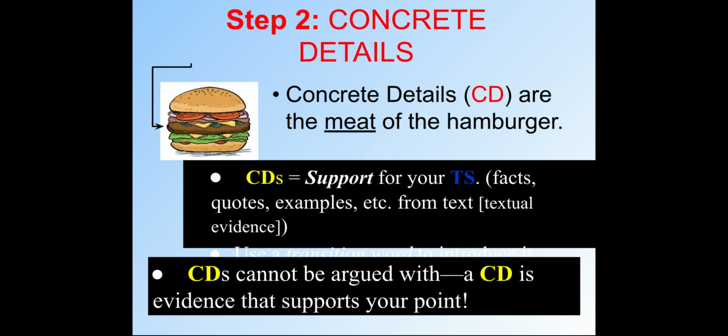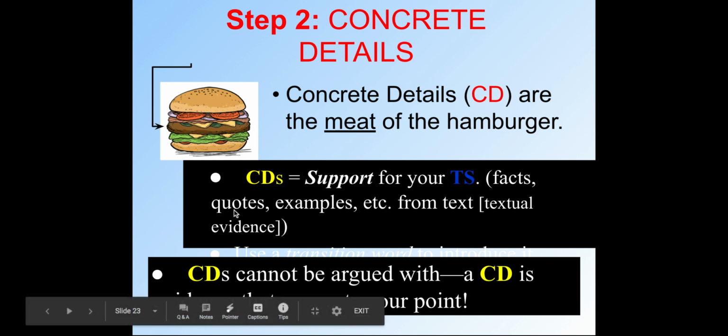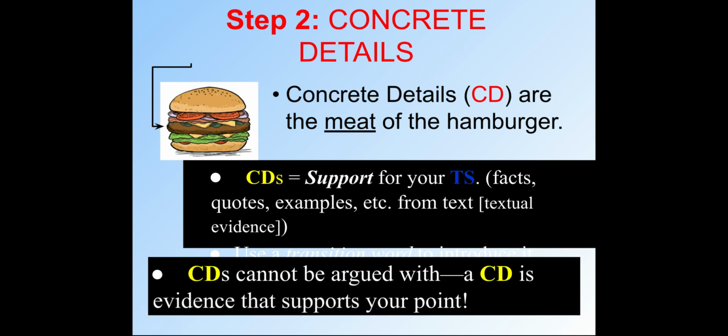Concrete details can be an exact quote, okay? It can be a direct quote. We've talked about this already. A direct quote is a quote that is word for word and needs quotation marks around it. Or it can be an indirect quote where you're mentioning something from the story or from the essay and you're putting it in your own words. Regardless, you're still going to need to cite where you got both of them from.